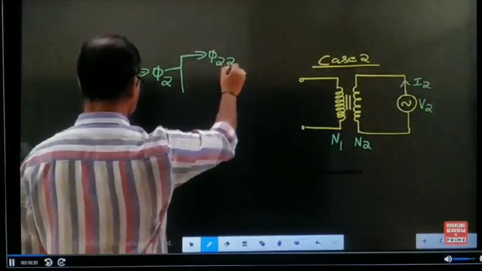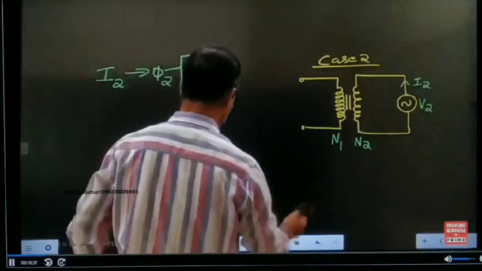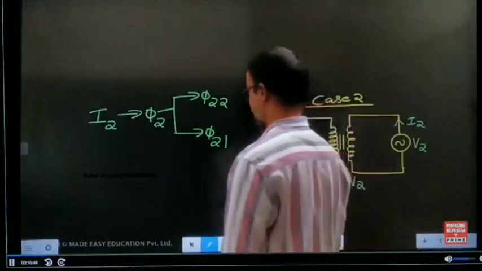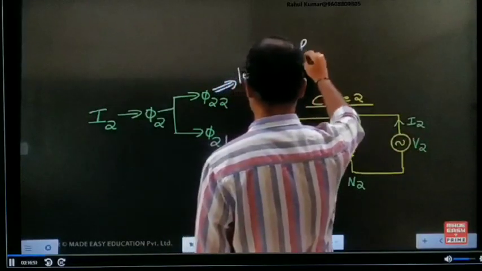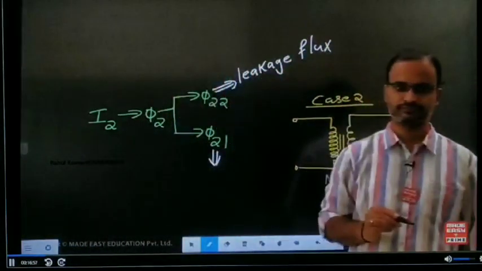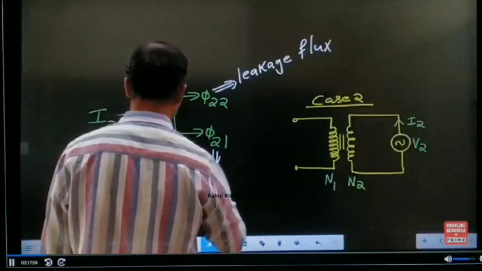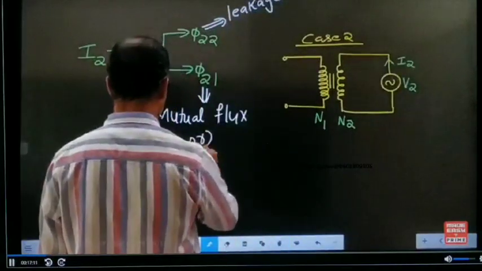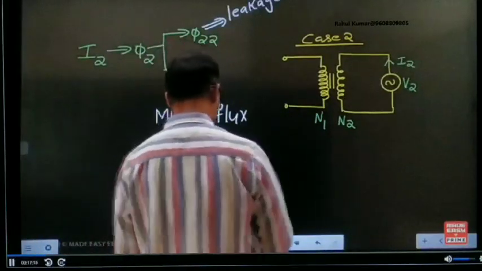We can separate it into two parts, phi 22 and phi 21. The flux circulating around its own inductor is called the leakage flux. And the flux circulating around the first inductor as well as the second one, we call a mutual flux. Another name for this is the useful flux.